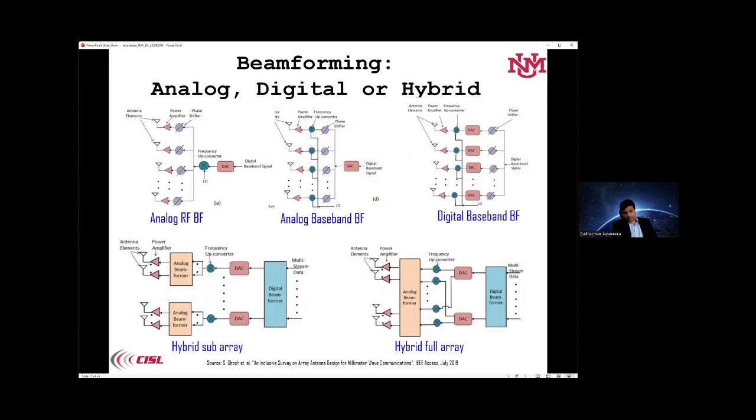And hybrid beamforming you can also do either with a hybrid full array or the hybrid sub-array. In the case of hybrid sub-array, you're not going to do the analog beamforming on the full antenna array. Instead, you divide the total number of antenna elements into a set of sub-arrays, and then each individual RF chain output from the digital baseband beamforming you feed into each of the sub-arrays and perform the analog beamforming.